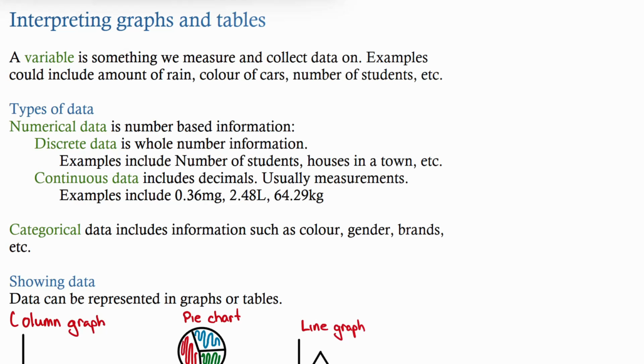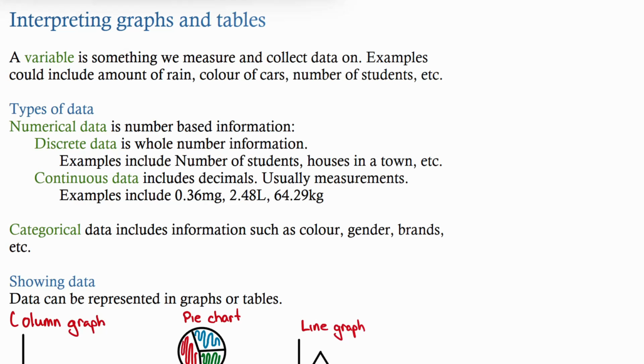The other main type of data, we're moving away from numerical data now, is categorical data. This includes data that can be broken into categories. So, color, the types of colors of cars, or gender, brands, etc. What was the most selling pair of sunglasses in the store? And then they have brands. That's all categorical.